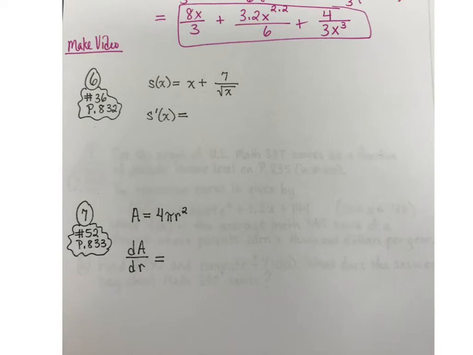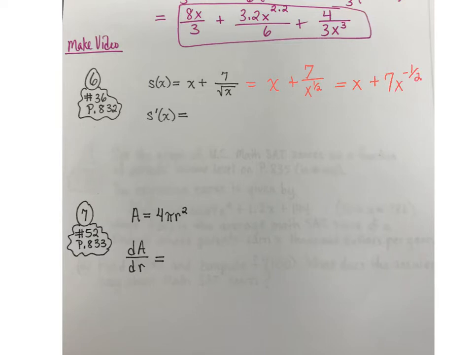Let us finish section 11.1, which is derivatives of power, sums, and constant multiples, by starting with example 7. We want to differentiate s of x equals x plus 7 over the square root of x. First, we should rewrite s of x as x plus 7 over x to the 1/2, but that's going to make this equal to x plus 7 times x to the negative 1/2. So we've rewritten it, now we can differentiate.